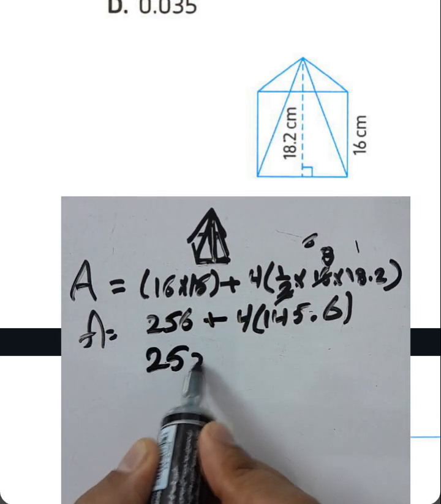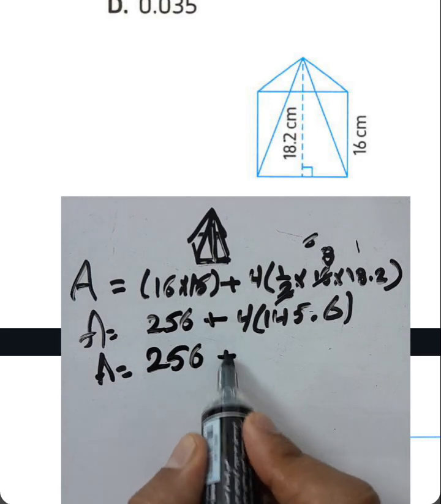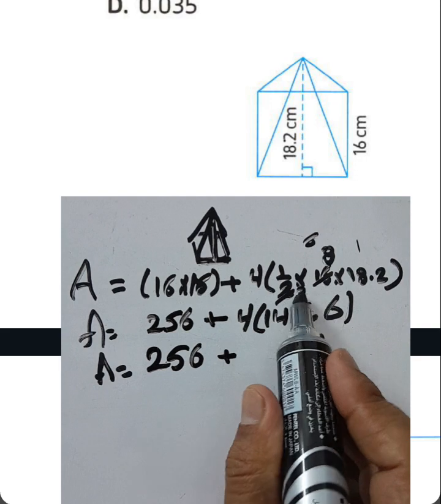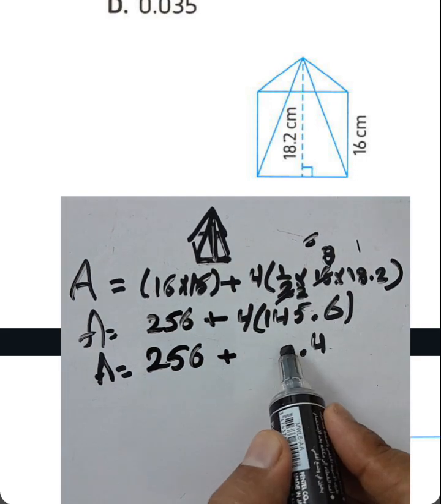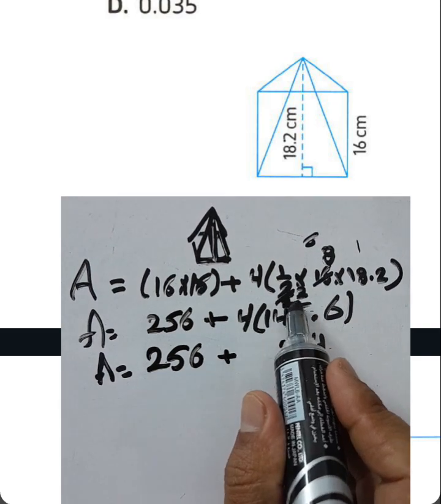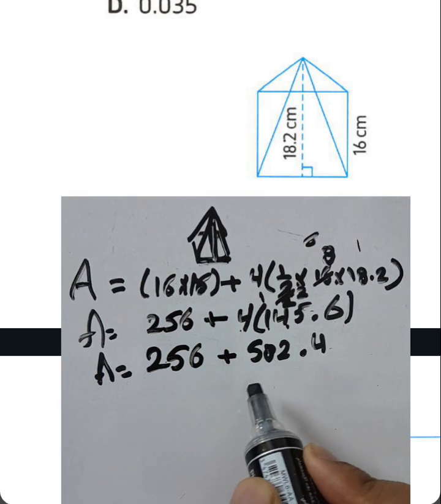Then we can write 256 plus 4 times 6 equals 24. Write 4 and carry 2. 4 times 5 is 20, 20 plus 2 equals 22. Write 2 and carry 2. 4 times 4 is 16, 16 plus 2 is 18. Write 8 and carry 1. 1 times 4 equals 4, plus 1 equals 5.